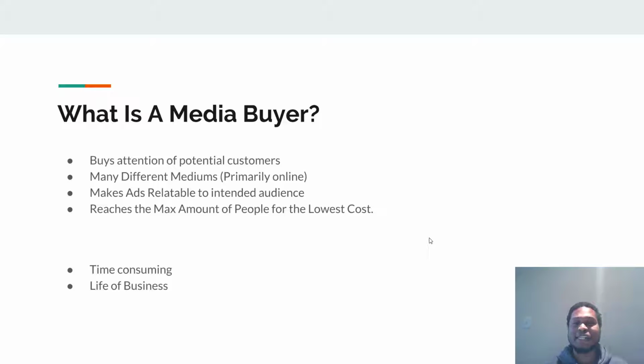It's hitting a max amount of people, definitely, but it's not at the lowest cost, especially if we're coming from a targeted standpoint. A lot of those people who see ads sometimes aren't even interested in that offer at all. So we want to reach that max amount of people who are interested, so that our cost on the back end is a lot cheaper.